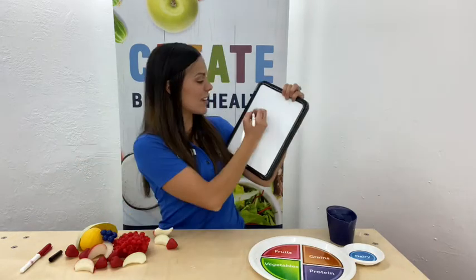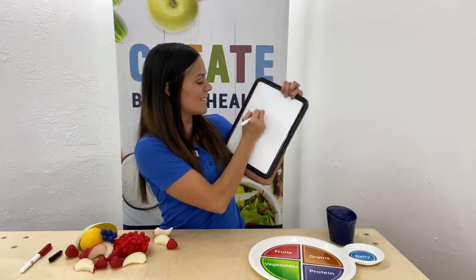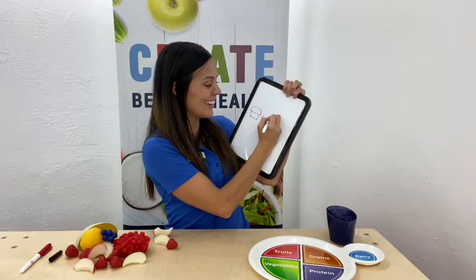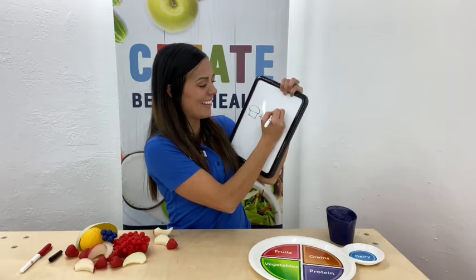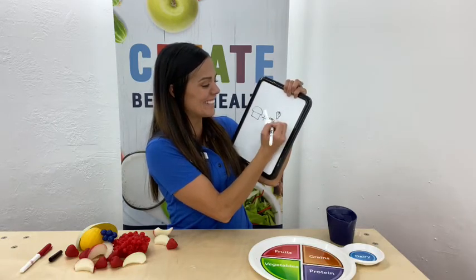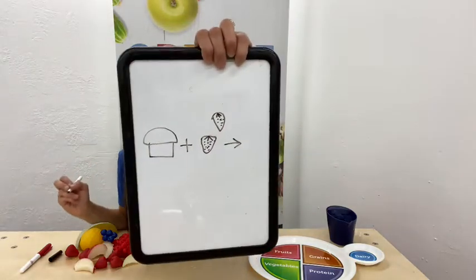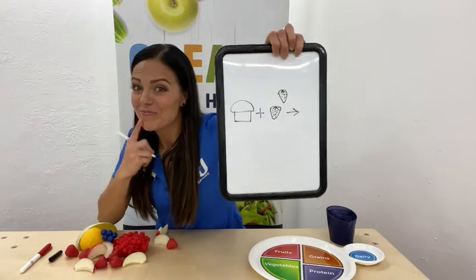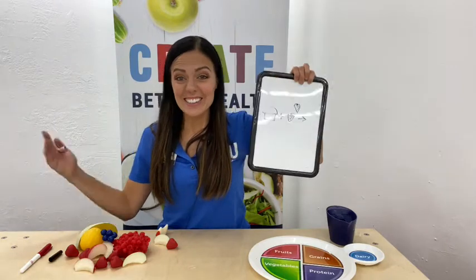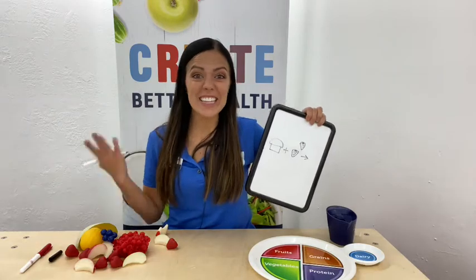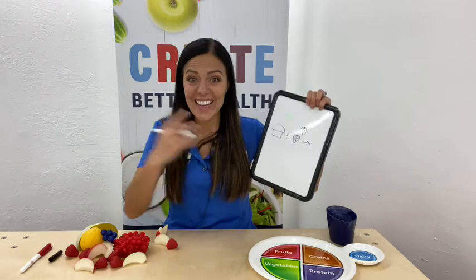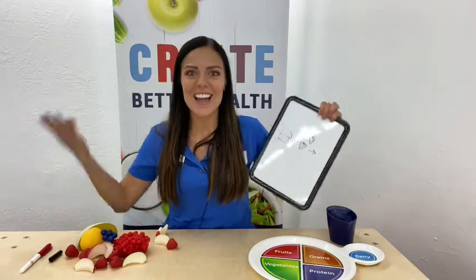Here's another one I'm thinking of. I have a cupcake and some strawberries. What do you think I could make with this? Maybe strawberry shortcake? Did you know fruit can also be a dessert? I love having strawberries and berries and even fresh peaches on ice cream or in puddings, on cakes, even in muffins, like blueberry muffins. Another great way that you can get more fruit into your body.